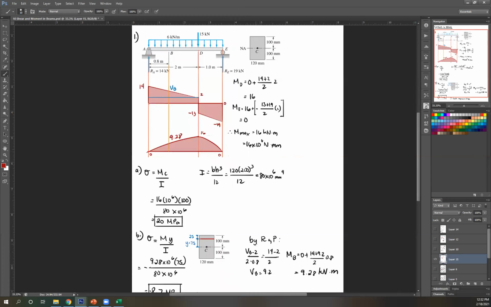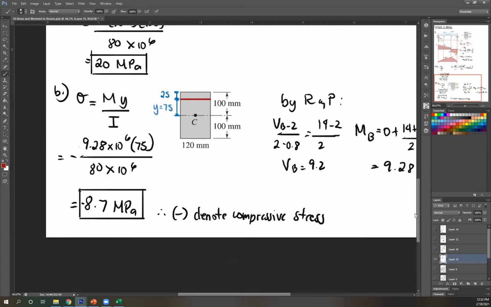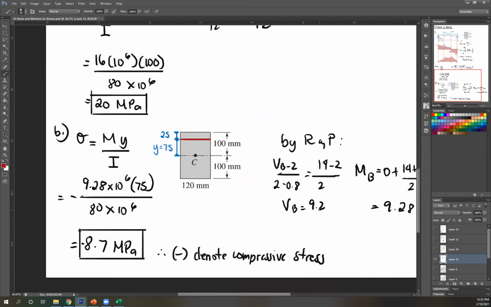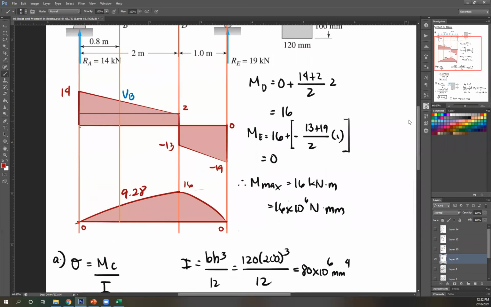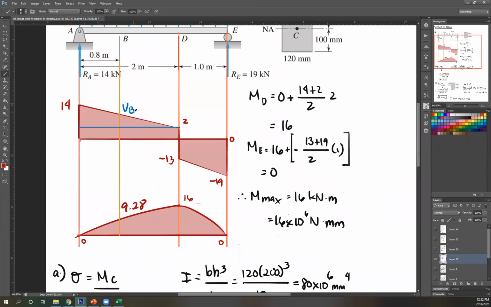So 2 minus 0.8 equals the height of your larger triangle, which is this total height 14 minus this height 2. So 14 minus 2 over base, this total base, which is 2. Okay, so now that we have that, solving for BB, I'll get 9.2. Now, knowing that this height is 9.2, we can solve for this by getting the area of this, right?